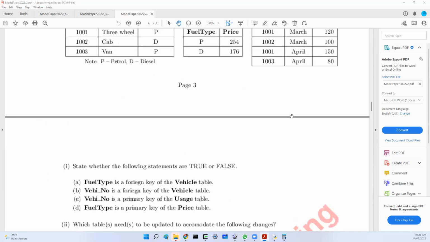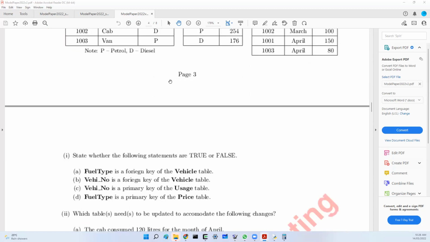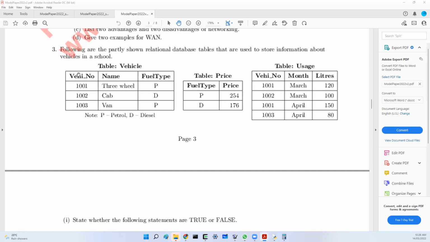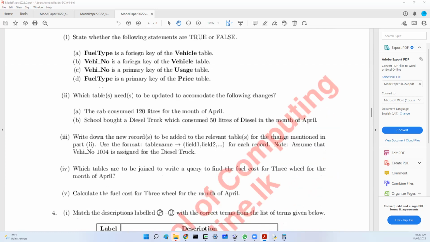Okay, third one, first question. True. Fuel type is a foreign key of the vehicle table. Yes, true. B, false. Vehicle number, foreign key of... no, this is the primary key. No, you cannot take it as that. Third one, false. Last one, true. That's true.